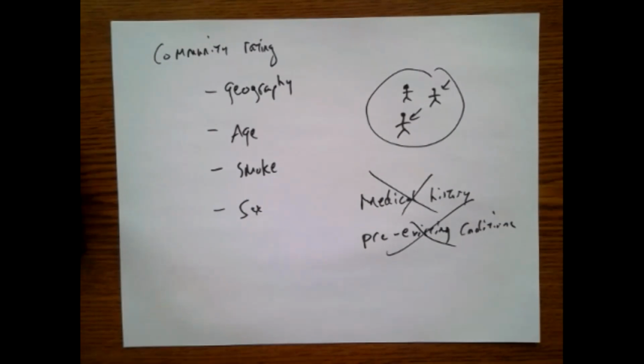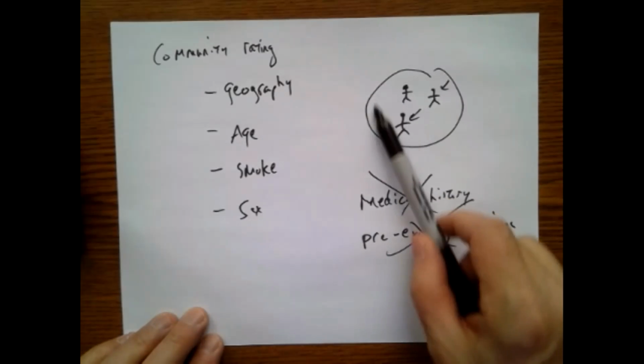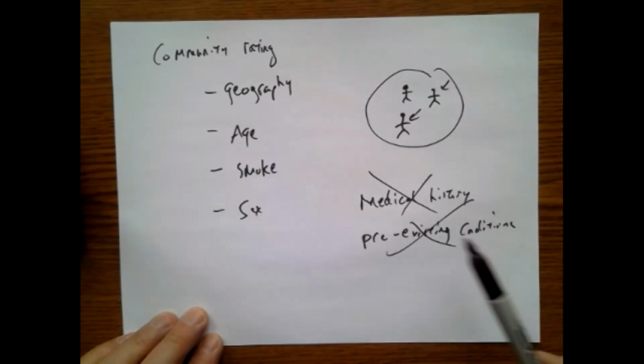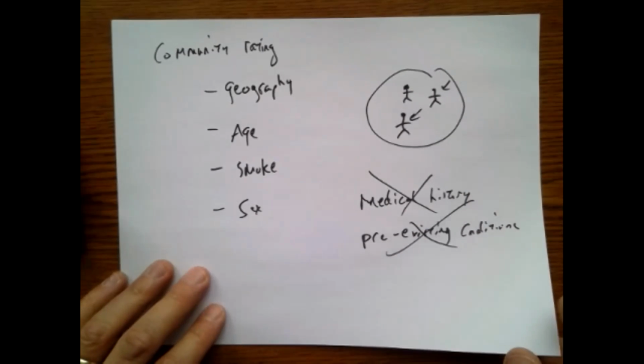So if you've had a heart attack, they can't take that into consideration. If you've had cancer, they can't take that into consideration. If you have type 1 diabetes and you have to take insulin every day, they can't take that into consideration, right? All they can take into consideration is your geographic location, your age, whether you smoke or not, and I believe your sex. And they can adjust based on those three factors.